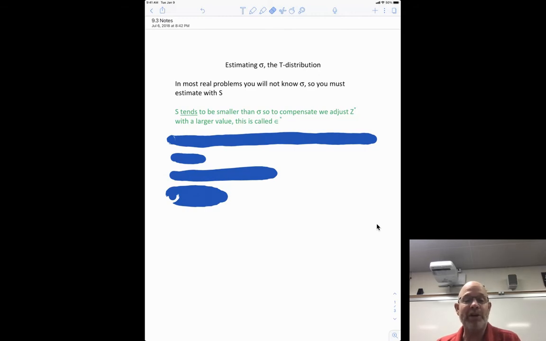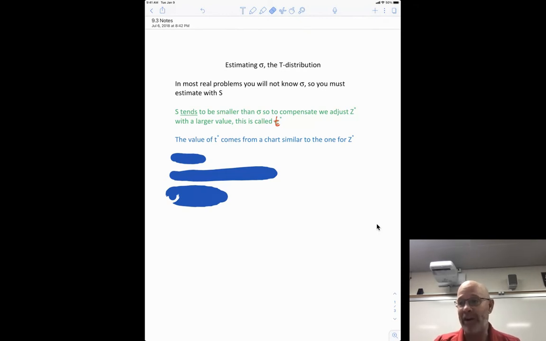So what we've been calling Z star, we're going to make a little bit bigger. And something happened with my formatting there, sorry. We're going to use another number. It's going to be a little bit bigger, and it's called a T star. So this is called a T distribution instead of a Z distribution. The value of that T star comes from a chart that's very similar to the one we use for Z star. That chart is in your note sheet.